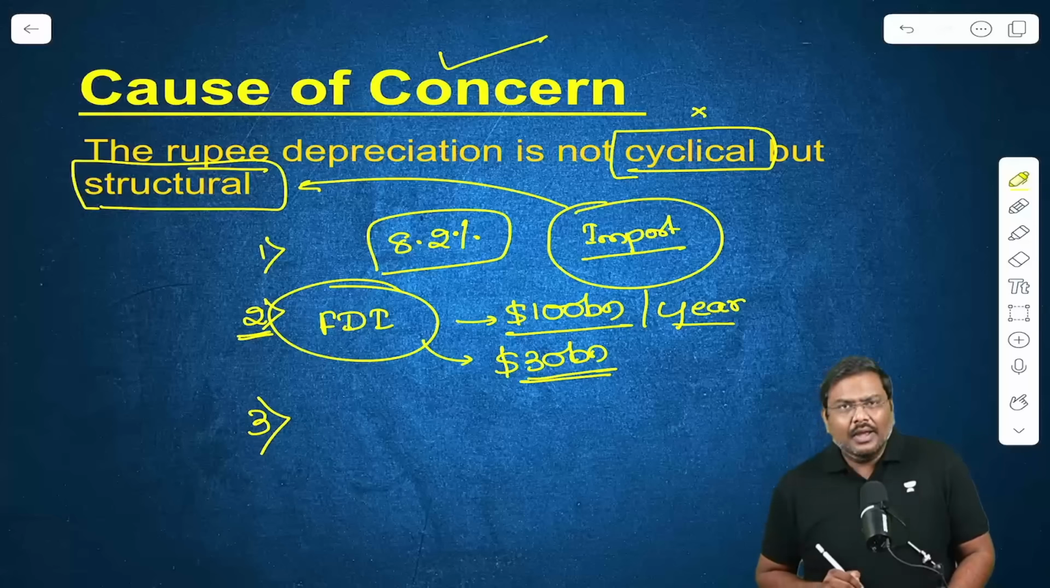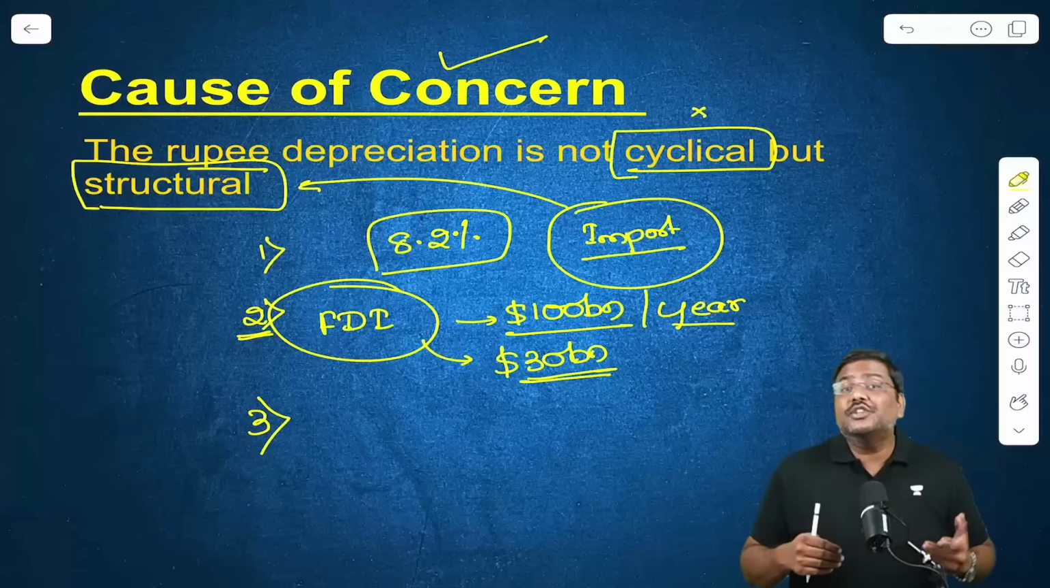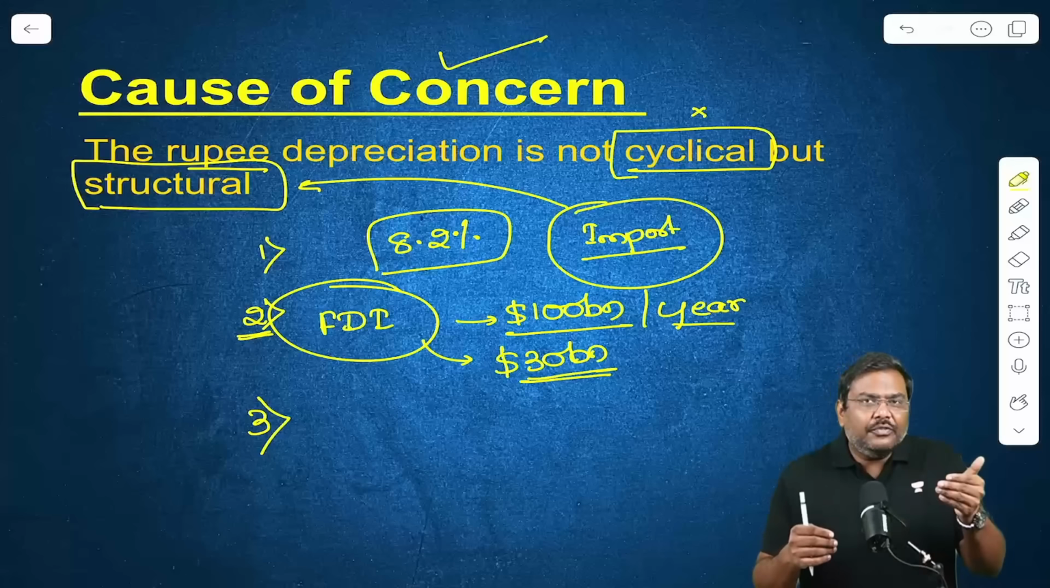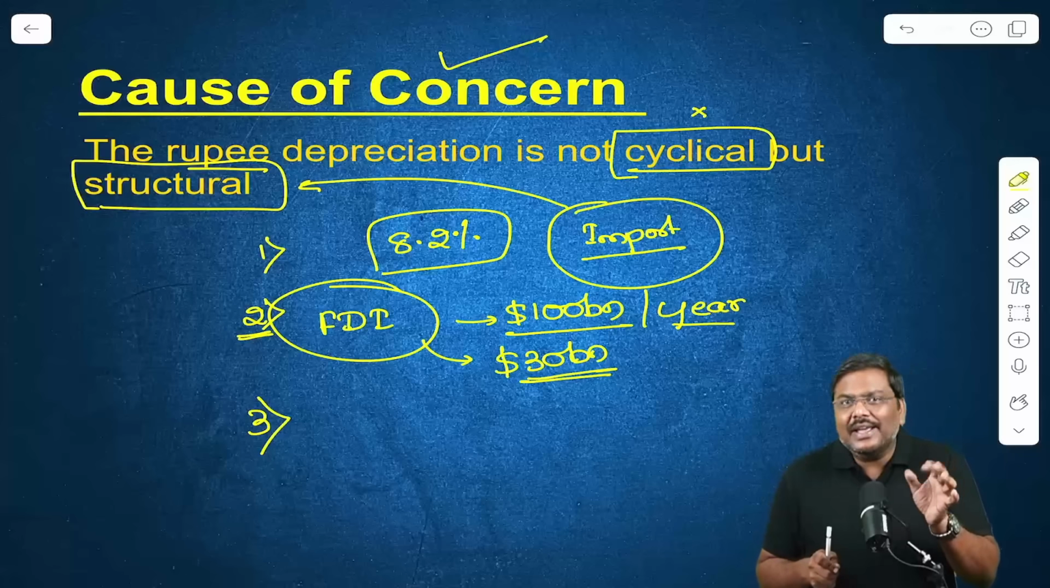And the third one, and before I explain it, for those who are wondering what the connection of FDI to the exchange rate is, it is simple. FDI inflow means more and more dollars will come into India, and that will help us in stabilizing the exchange rate.